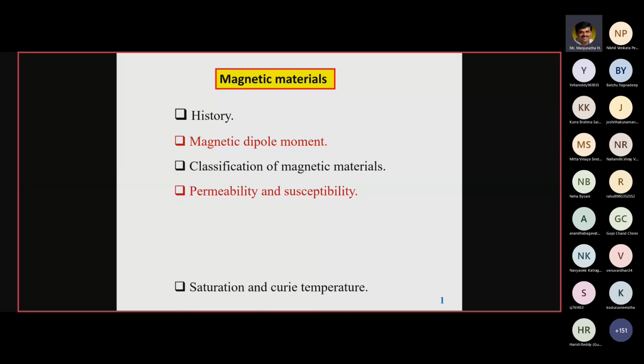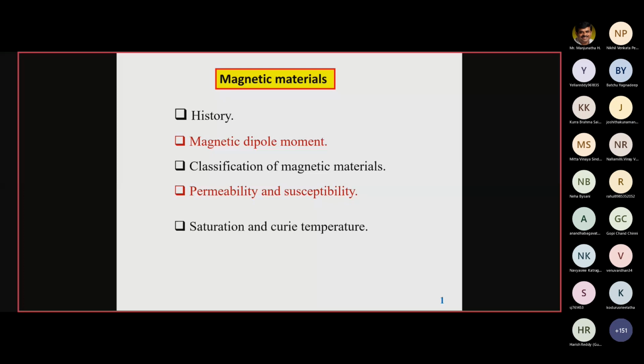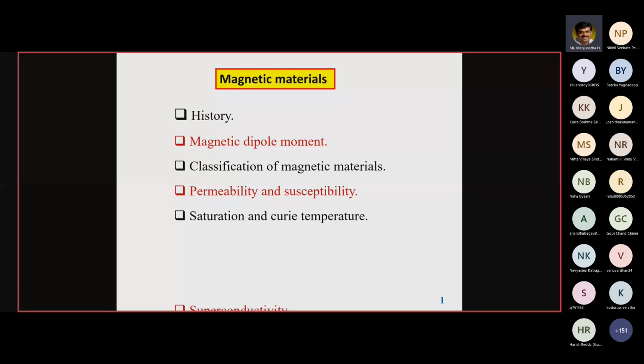Then this is the new thing, students. Saturation and Curie temperature, these two things play a very, very important role in magnetic materials. And last but not least, superconductivity. This superconductivity, there is a lot. I will try to compress everything and give it briefly. I'll give some leads also for you. If anyone is interested, you can study further. Let us go to the next.